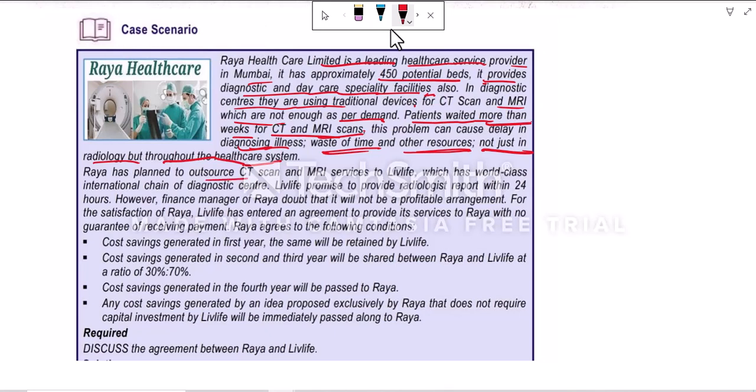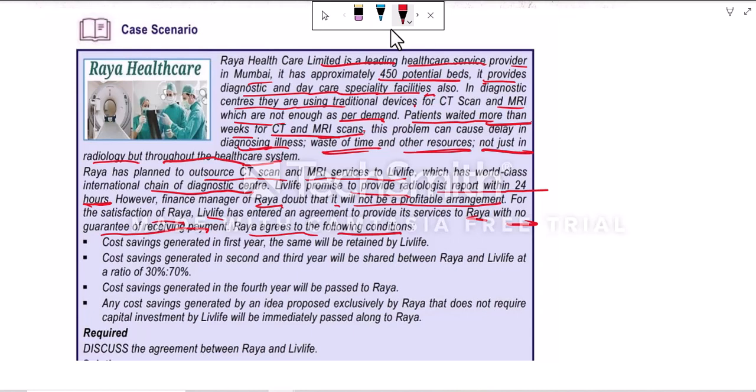So Raya has planned to outsource CT scan and MRI services to Live Life, which has a world class international chain of diagnostic centers. Live Life promised to provide radiologist reports within 24 hours. However, the finance manager of Raya doubts that it will be a profitable arrangement. For the satisfaction of Raya, Live Life has entered an agreement to provide its services to Raya with no guarantee of receiving payment. Raya agrees to the following conditions.